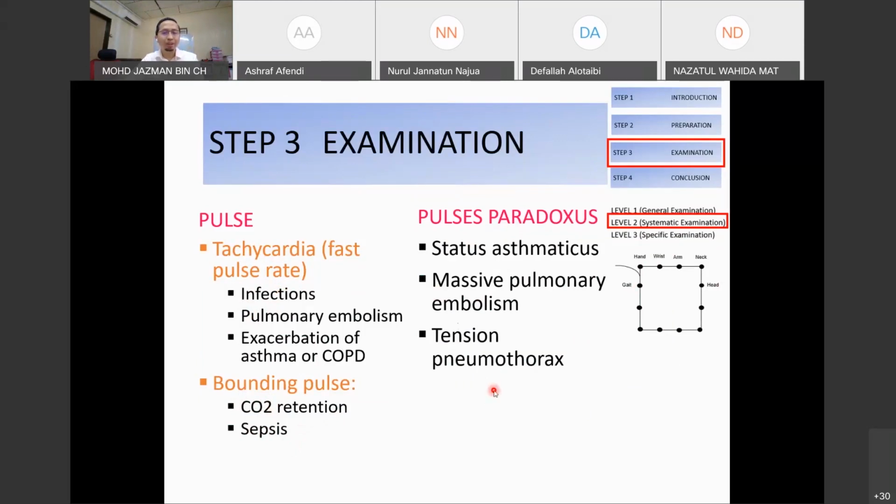Pulsus paradoxus is something you may have read in your textbook, but in reality, including me, I've never actually assessed it in any patient, because it's time consuming and very difficult to do, especially in unstable patients. You can assess these conditions with other physical examinations other than assessing the pulsus paradoxus.